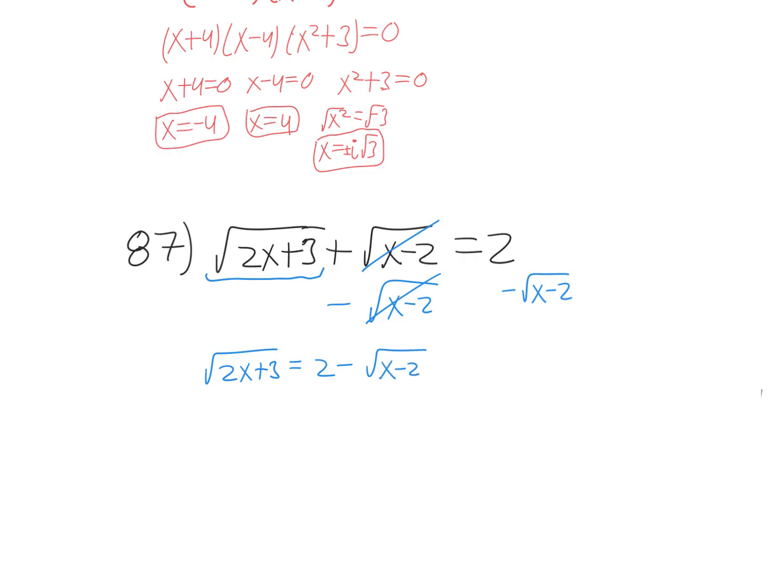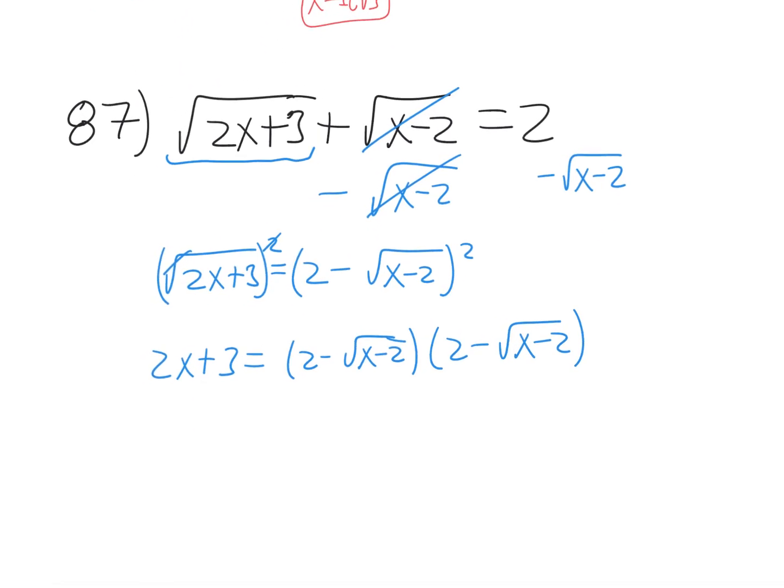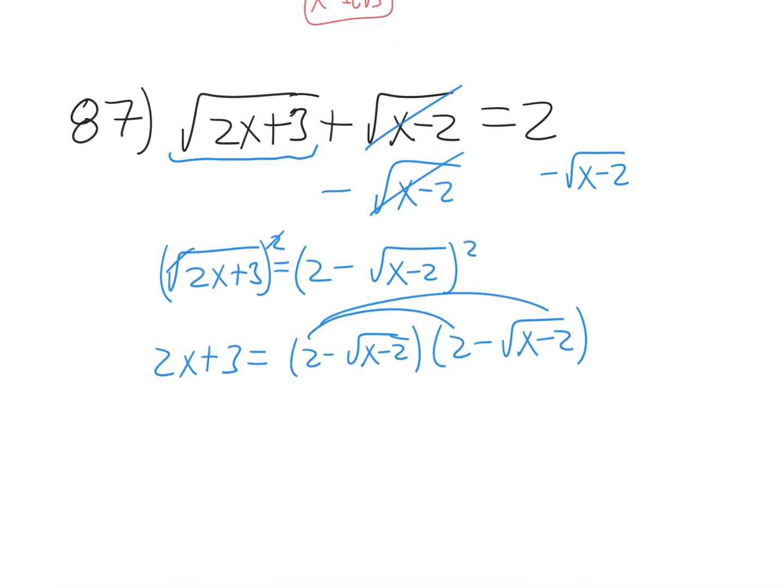And then now doing this, I can square both sides, right? Because I see that the square root is by itself. And then when I square both sides, the square root and the square are going to cancel out. So I get a 2x plus 3 equals this squared, which is the same as 2 minus the square root of x minus 2 times 2 minus the square root of x minus 2. All right? So we can go ahead and FOIL this side.